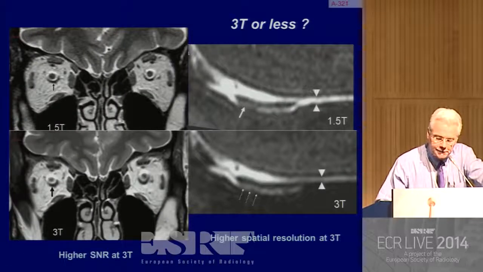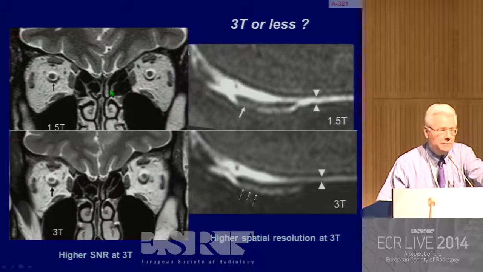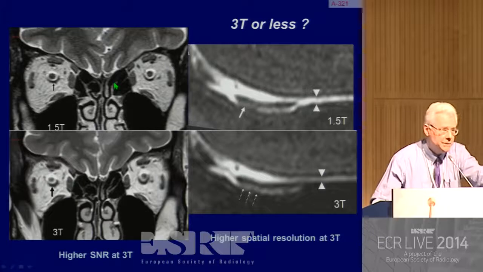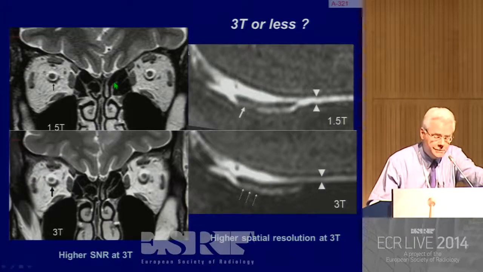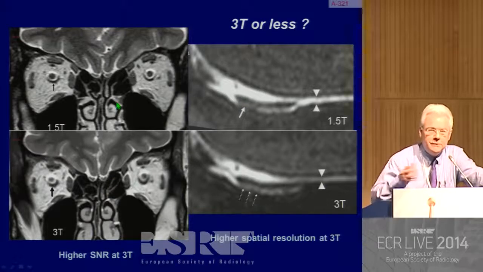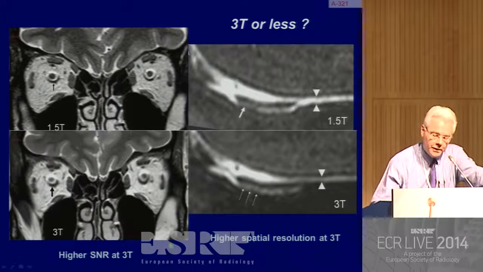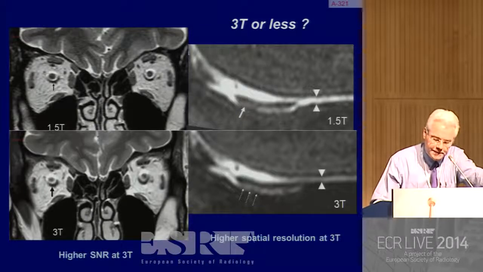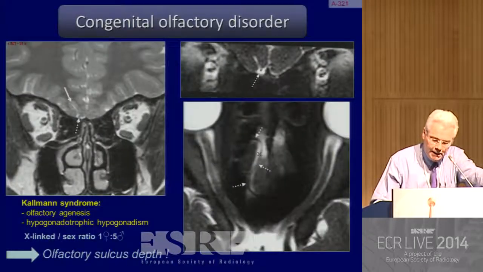3T or less, we made some experimentation on a few numbers of volunteers, and we didn't find significant differences in information about size and shape of olfactory tract, so that we use indifferently 1.5 or 3 Tesla. It is not mandatory for us to use a 3T system to investigate the olfactory system.